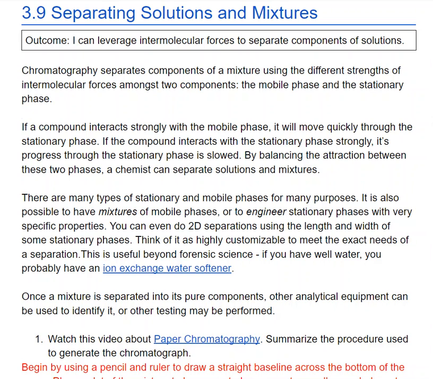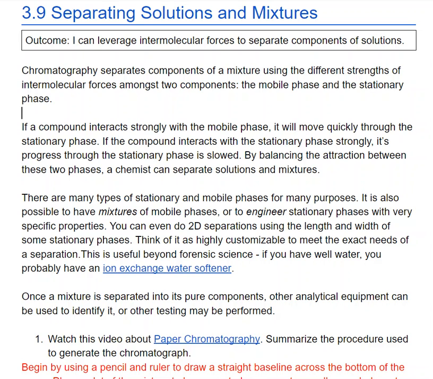This is 3.9, separating solutions and mixtures. Our outcome is I can leverage intermolecular forces to separate components of solutions. So chromatography separates components of a mixture based on the differing intermolecular forces of the components.